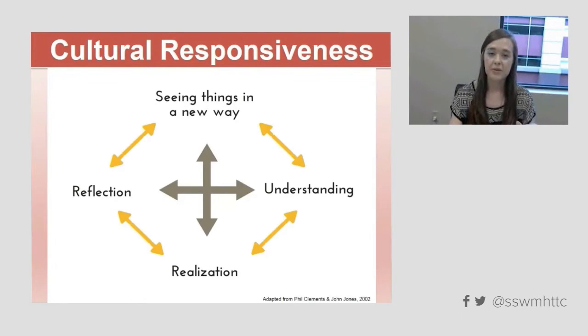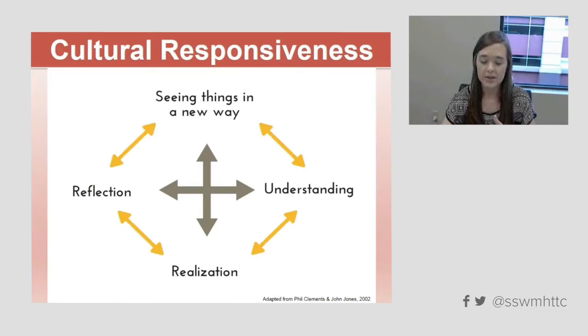But some other terms that you're going to hear include cultural responsiveness, which again, these terms are trying to get at the same idea, but cultural responsiveness takes a little bit of a different lens to it and provides a little bit of a different framework. You can see that this model is circular, and it goes through 4 stages: seeing things in a new way, understanding, realization, and reflection. And that just keeps going on and on and on.